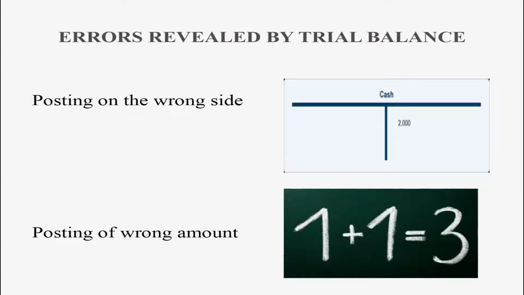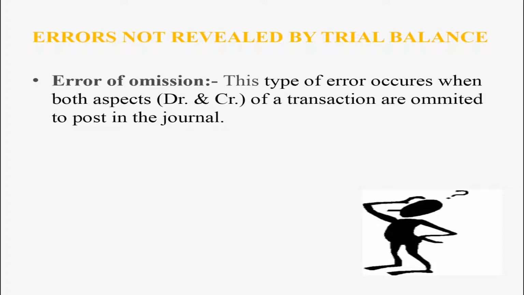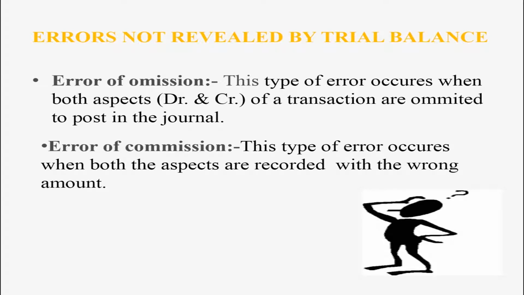It is a problematic situation when some errors are not revealed by the trial balance. Some of those errors are errors of omission. This type of error occurs when both aspects, debit and credit, of a transaction are omitted to be posted in the journal. If the transaction is omitted to be posted in the journal, then that will not appear in the ledger, and as a result that will not be included in the trial balance. The next one is error of commission. This type of error occurs when both the aspects are recorded with the wrong amount. For example, a cash sale of $10,000 is recorded with $1,000 in both the aspects.